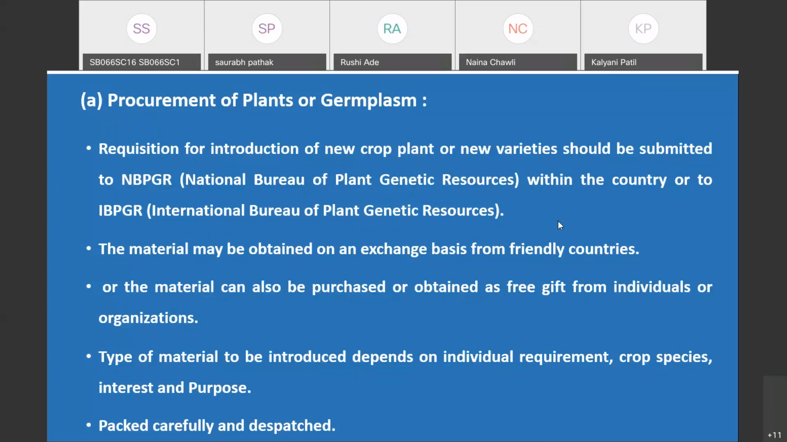Okay, but in this second method, where you make the direct request to the NBPGR, NBPGR then writes a letter to the International Bureau of Plant Genetic Resources. It is a lengthy process. It is a time consuming process.